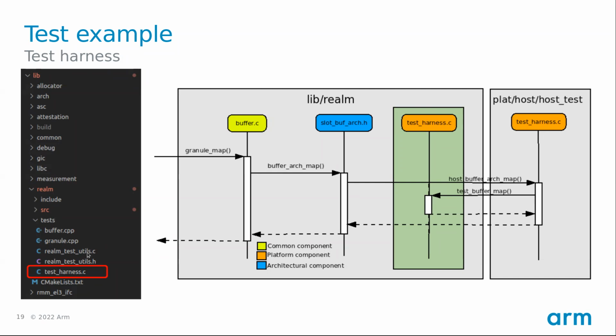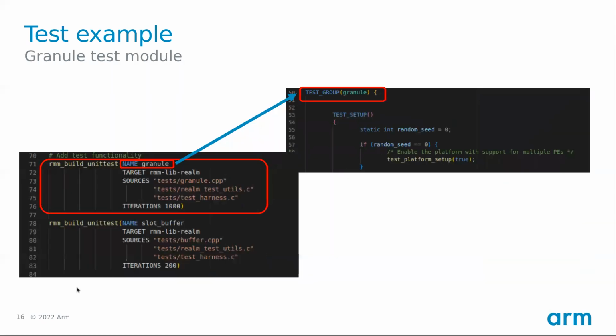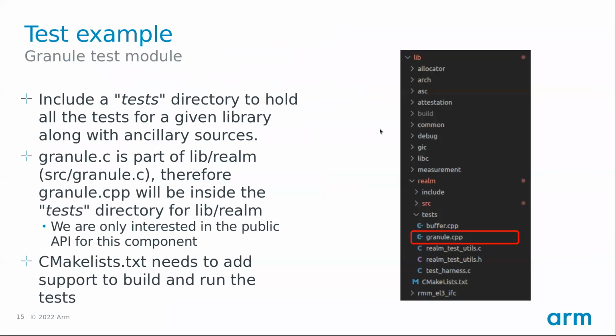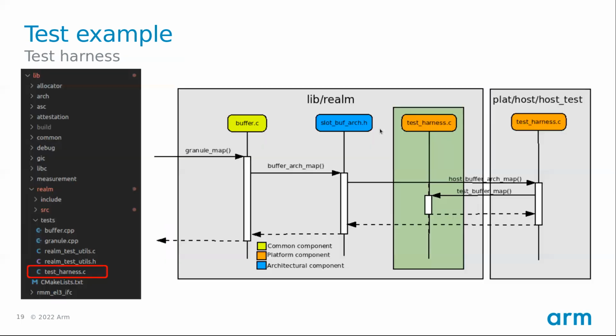So remember that I explained this before, but I want to make sure that we understand this. So we have a test details that I explained before. So this now will be the test harness that belongs to the unit test that we want to run. So in this case, the harness, this is on the platform layer, will call this test buffer map, right?